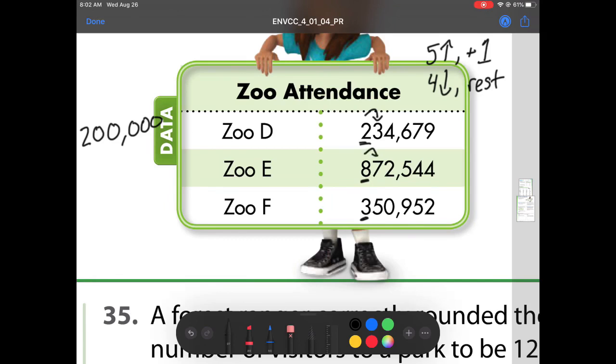Zoo E, we go next door. That's 5 or more, so I need to add 1 to this 8. So what is 8 plus 1? Well, that is a 9. And then look to the right, put zeros in sight. Our last one, zoo F, we go next door. That's 5 or more, so we need to add one more. So what is 3 plus 1? Well, that is 4. And then we look to the right, and we put zeros in sight.